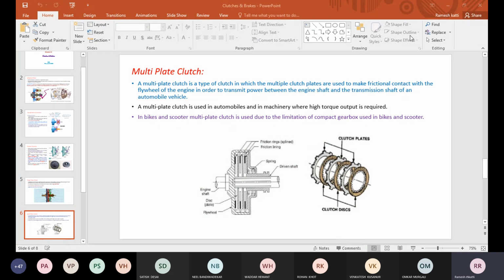Now, next we'll take the relationship for the torque analysis of a plate disc.